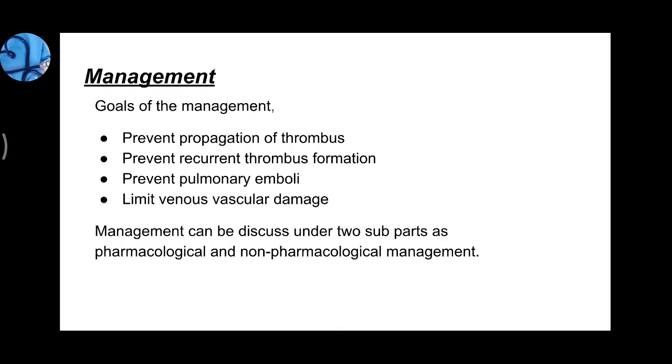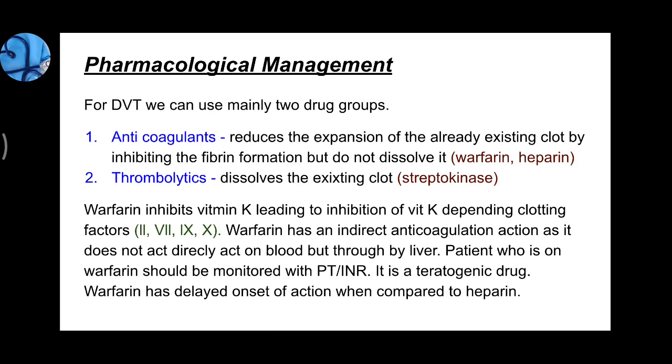Management. The goals of management: prevent propagation of the thrombus, prevent recurrent thrombus formation, prevent pulmonary emboli, limit venous vascular damage. Here management can be discussed under two subparts: pharmacological and non-pharmacological management. When we come to pharmacological management for deep vein thrombosis, we can use mainly two drug groups. They are anticoagulants and thrombolytics.